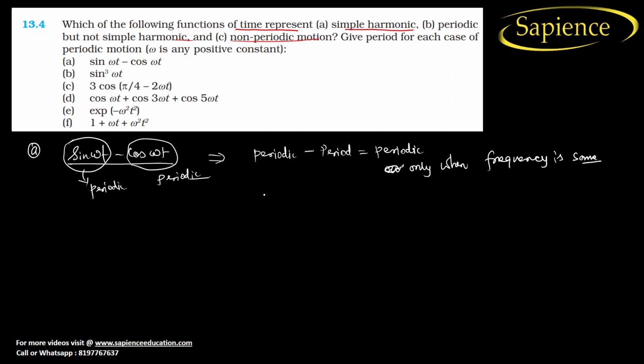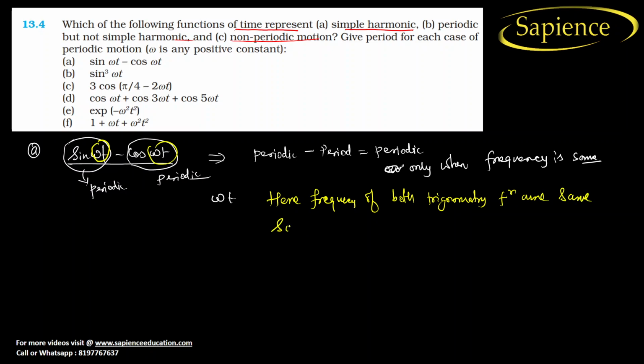So here the frequency is the same. Since omega t for both cases is the same, the frequencies are the same. Here the frequency for both trigonometric functions is the same. So it is periodic motion.